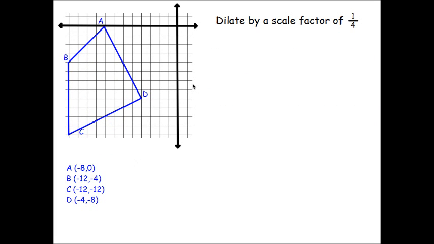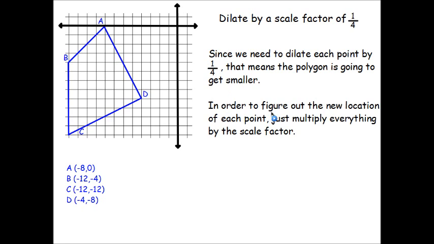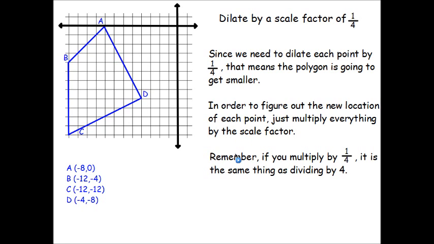Alright, dilate by a scale factor of 1/4. So again, you should be asking yourself first thing, is this making my shape bigger or smaller? So since we need to dilate each point by 1/4, that means my polygon is going to get smaller. In order to figure out the new location of each point, just multiply everything by the scale factor. So I'm going to multiply everything by 1/4. Now remember, if you multiply by 1/4, that is the same thing as dividing by 4.